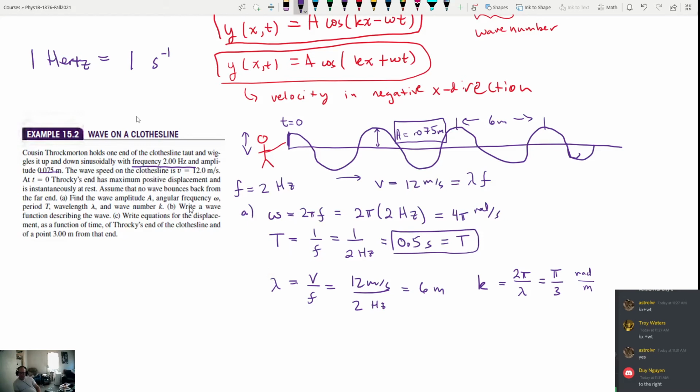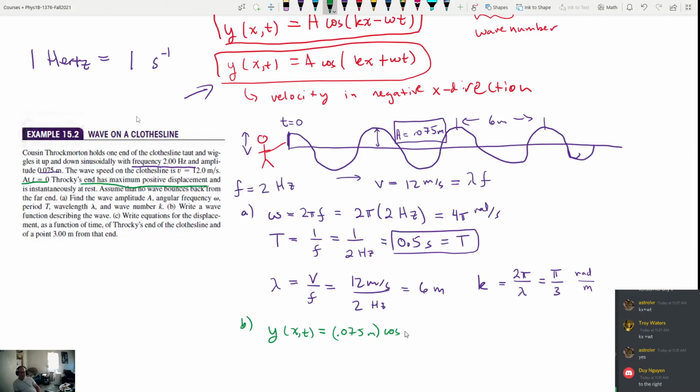Part B says to write a wave function describing the wave. This is kind of the easiest part because once we have all of these things, we can just plug them in. So for part B, y of x and t is equal to A, so A is 0.075, cosine. Now how do I know it's a cosine? Well, it says at t equal to 0, his end has a maximum positive displacement, which means this is going to work. I'll show you how that would change if we had different information in a second.